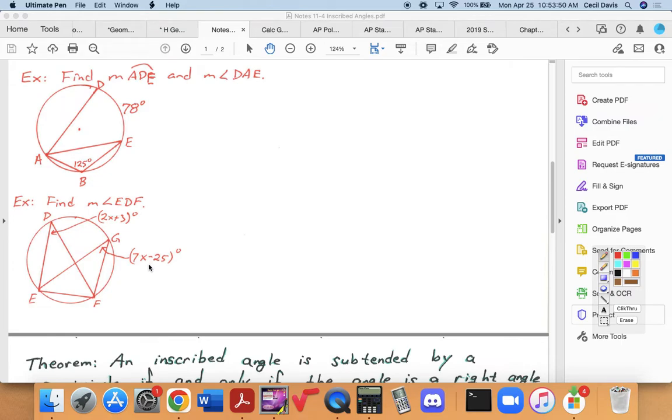Another one here, notice that both angles D and G intercept what arc? They intercept arc EF. Do I know what its measure is? No. But since both of these angles intercept that same arc, and they're both inscribed angles, we know that 2x plus 3 is half the measure of arc EF, and that 7x minus 25 is half the measure of arc EF.